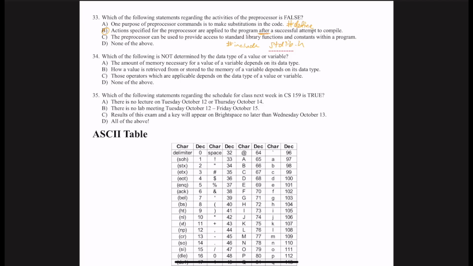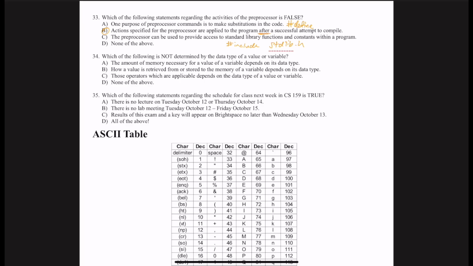Question 34. Which of the following is not determined by the data type of a variable or value? A, the amount of memory necessary for that value. That one is going to be true. So remember, we kind of have our base types, as I call them, the floats and ints. And then we move on to doubles and longs, and keep building up to larger and larger types of variables, right? And so every time you build up another layer, you're increasing the amount of memory needed, because you get basically more detailed, as I call it, with more places after the decimal point, or a higher number of digits possible. So A is going to be true.